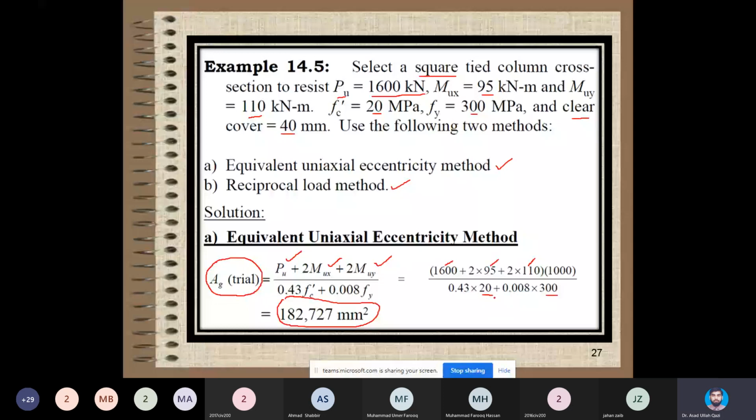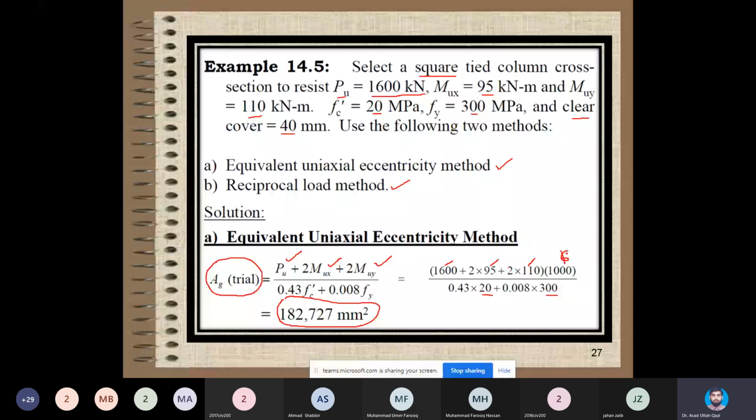Some students put 10 raised to the power 6 over here along with the loads and moments to convert the moment into Newton millimeter. So that is wrong and you will not get the right answer. You need to only convert force, the unit kilonewton, into Newton.